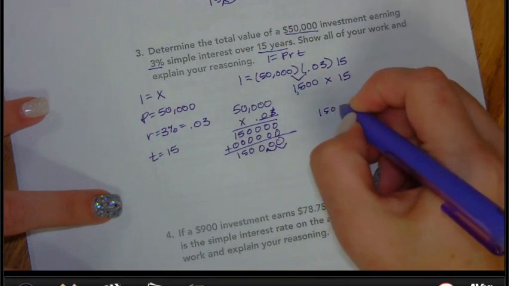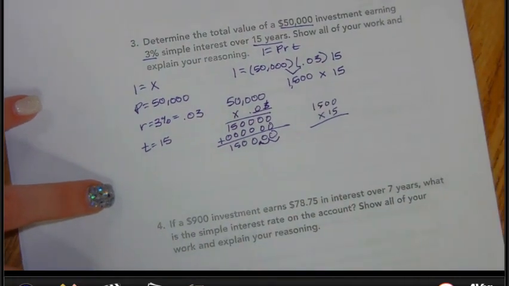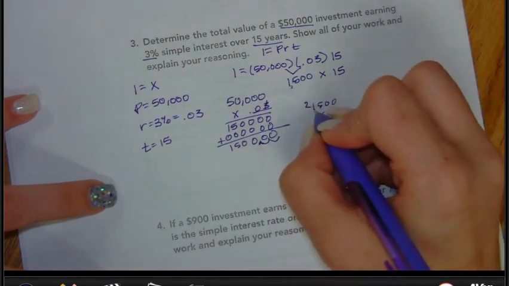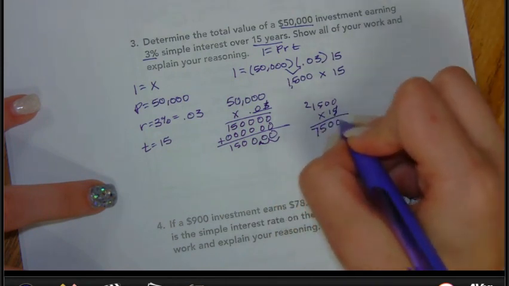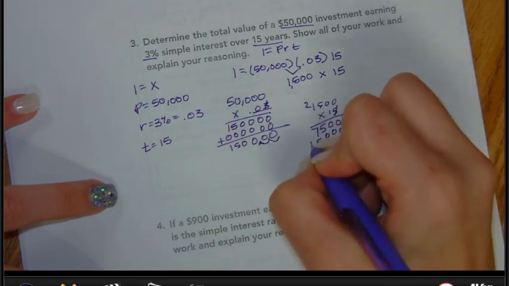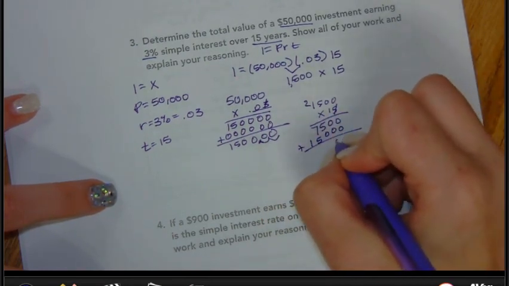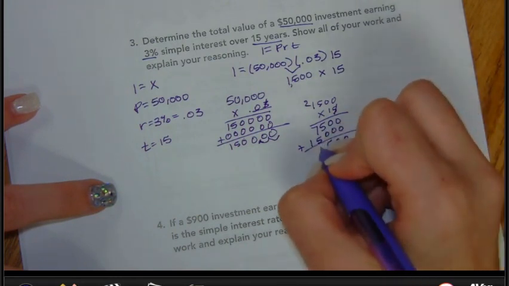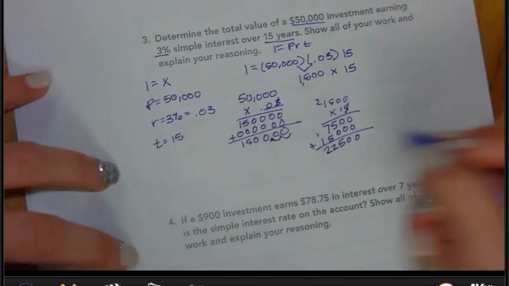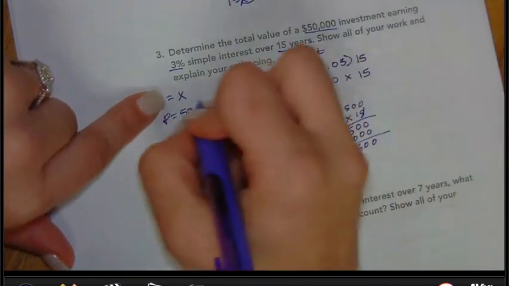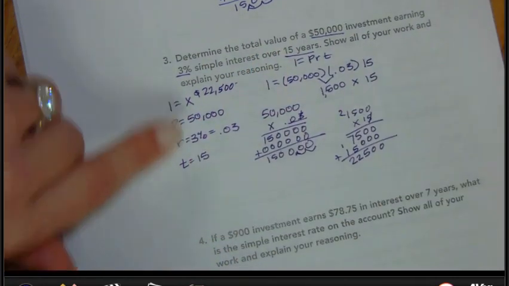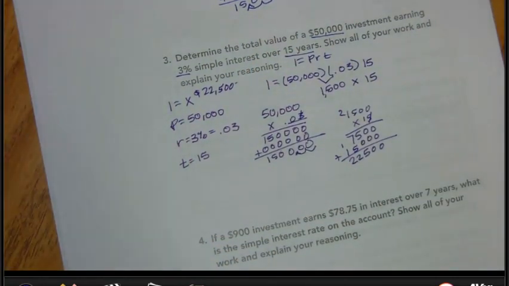And I'm going to multiply that by 15 years. So I'm going to have 1,500 times 15. Well, 5 times 0 is 0. 5 times 5 is 25. 5 times 1 is 5, plus 2 more is 7. Placeholder. 1 times 0 is 0. 1 times 0 is 0. 1 times 5 is 5. And 1 times 1 is 1. Add all of these up. 7 plus 5 is 12. And then 1 plus 1 is 2. So in interest, I have earned $22,500. In interest, I've earned $22,500.